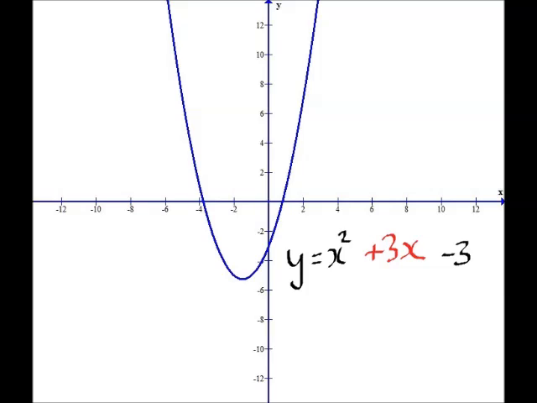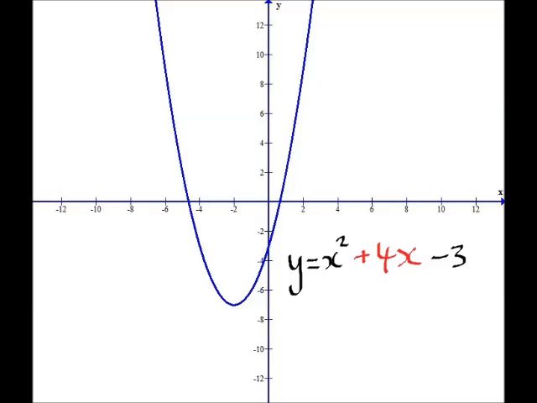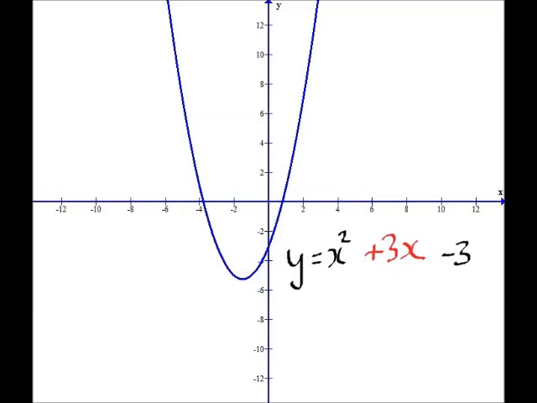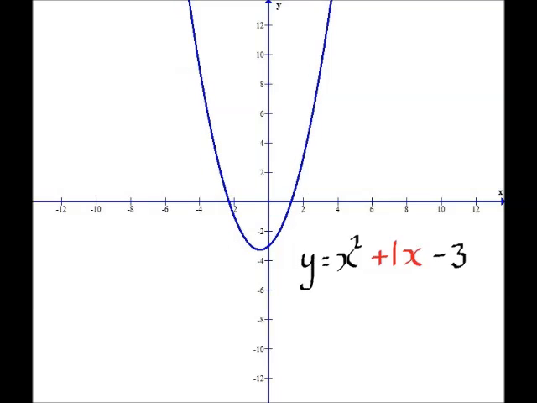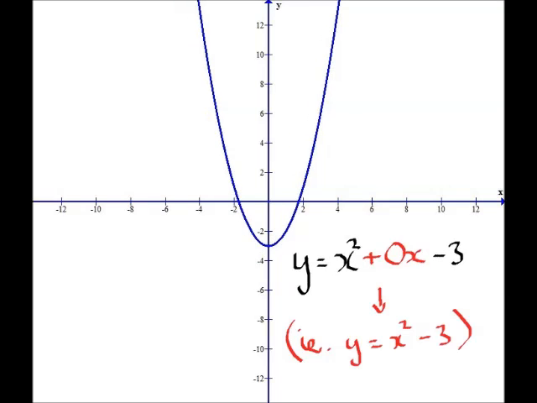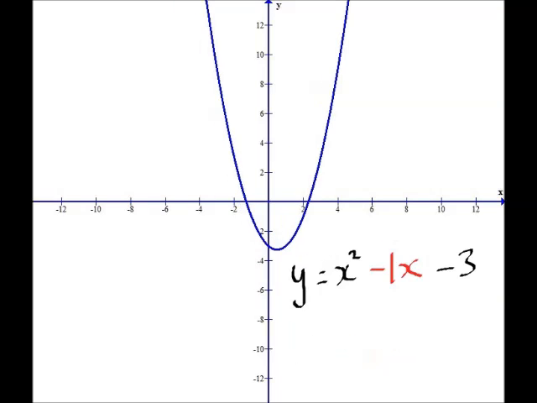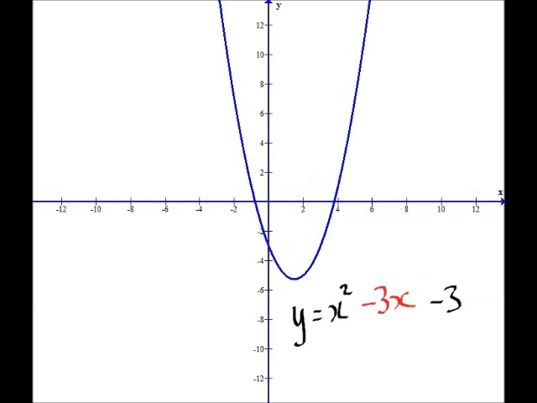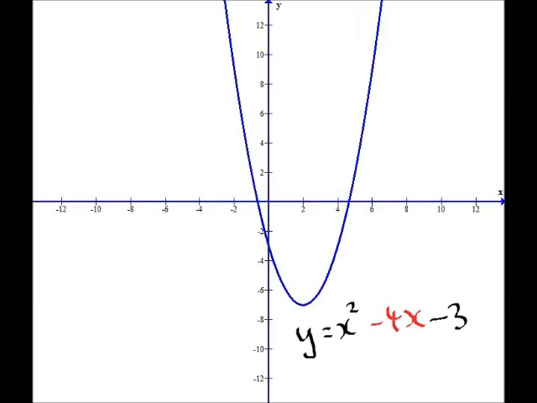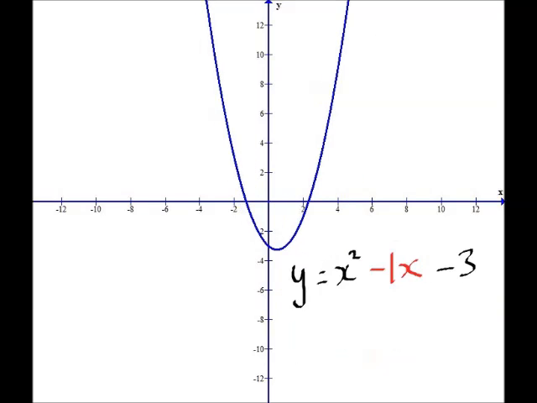Let's see what happens when we decrease the value of b. Y equals x squared plus 4x minus 3, plus 3x, plus 2x, plus x, no x, minus 1x, minus 2x, minus 3x, and y equals x squared minus 4x minus 3. It moves the curve to the right.